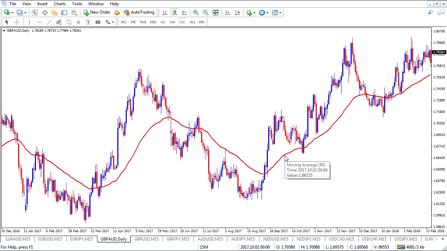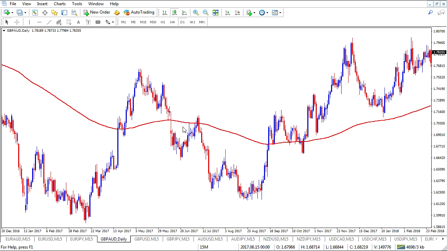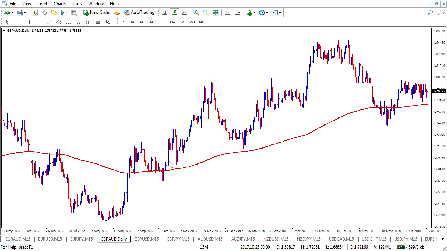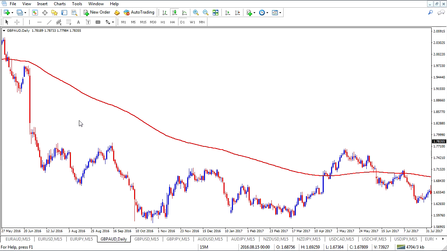Now, there is a slower version of this that is commonly used, and that is the 200 EMA. And again, the same rules apply. If the market is above the 200, long trades only. And if the price is below the 200, then short trades only.